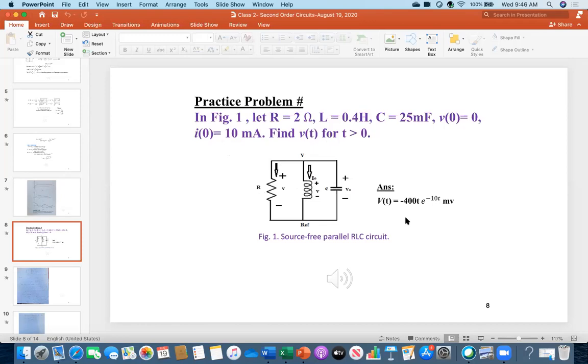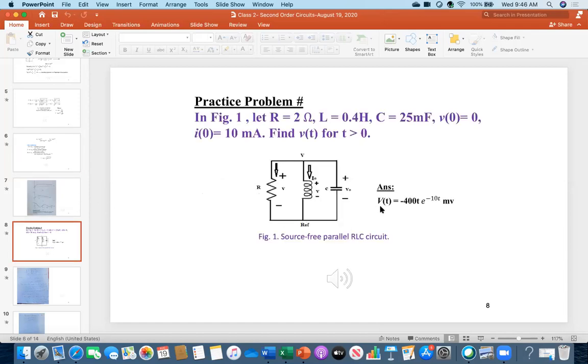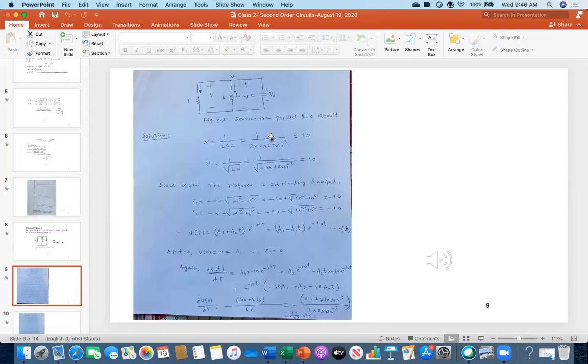Now, what we learned for this type of parallel circuit, what is my solution? Therefore, the solution could be either this one or this one or this one. Now, which equation to pick up? Now you have to come back. So what do you have to do? Now everybody see my solution.